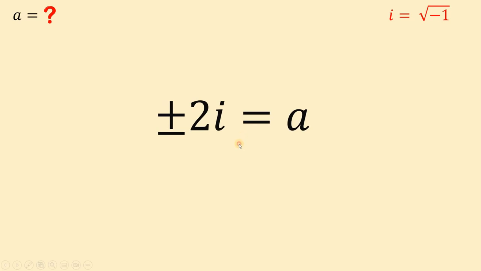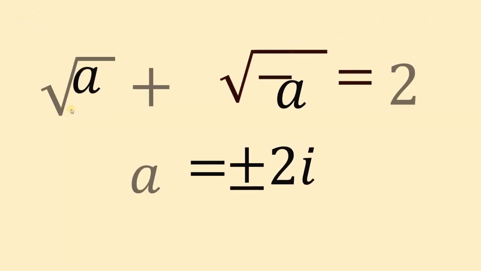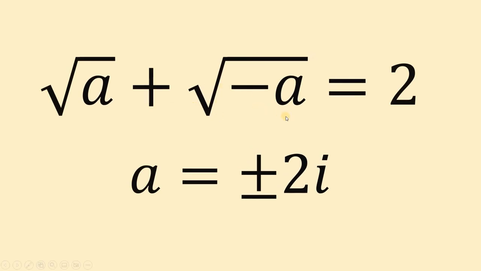There you go. The value of a in this equation, the square root of a plus the square root of negative a equals 2, is simply positive or negative 2 times i. And as always, we are done.